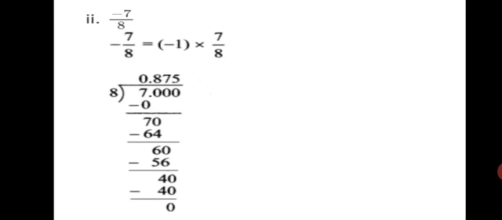So this too is a terminating decimal form of a rational number. Okay. Now since we had divided 7 by 8, we have to multiply 0.875, which is our answer, by minus 1 to get the negative sign back in the answer.